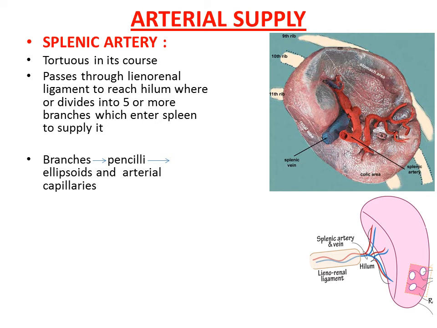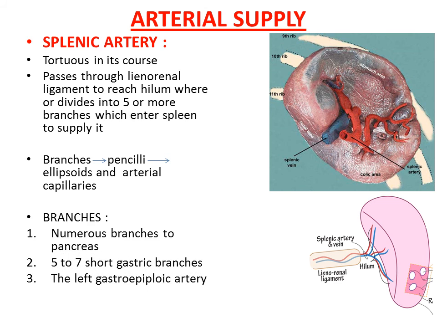Now coming to its branches. Apart from its terminal branches, the splenic artery gives off numerous branches to the pancreas, 5 to 7 short gastric branches, and the left gastroepiploic artery. Now we'll have another picture to understand this.